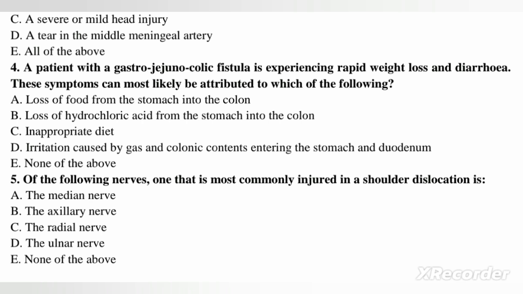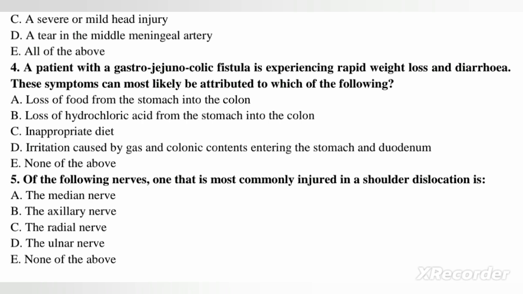Secondly, one major consequence of this bypass is diarrhea. So this is explained by the sudden and inappropriate arrival of undigested food in the colon, which will disrupt osmotic balance, leading to diarrhea. As for the B option, the loss of hydrochloric acid from the stomach into the colon, we need to know that while gastric acid may irritate the colon, it is not the main cause of weight loss and diarrhea.